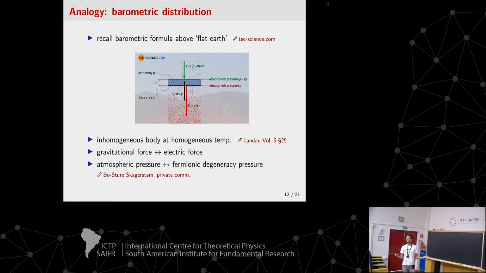Okay, there is an equilibrium in that setting as well. Even though there is a gravitational potential, there is an atmospheric pressure gradient which counteracts that. So it's the same thing that I just told you earlier, just you have to think of the gravitational force as the electric force and the atmospheric pressure as the fermionic degeneracy pressure. It's the same thing. Okay, so by now you should say, of course this is equilibrium in electric field.